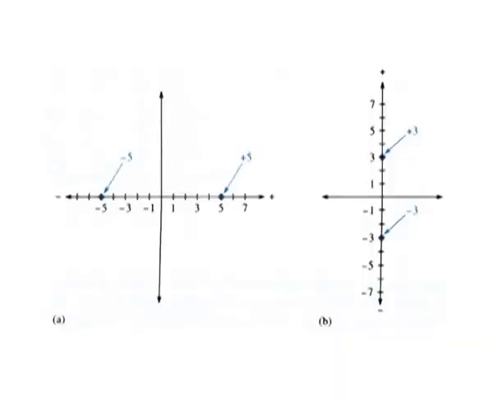As illustrated in the figure, positive numbers are represented by points to the right of the origin on the horizontal axis of a graph, and negative numbers are represented by points to the left of the origin. Also, positive numbers are represented by points on the vertical axis above the origin, and negative numbers are represented by points below the origin.